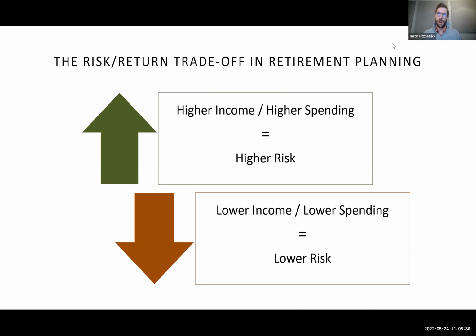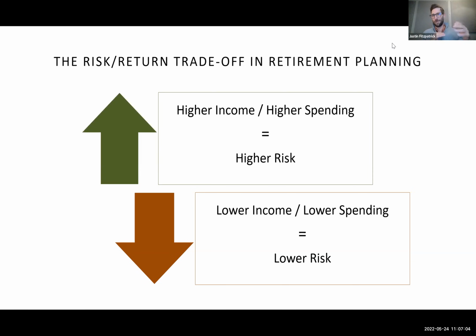There are other risks in retirement. In particular, inflation risk is one we'll talk about, where a change in spending doesn't necessarily change the amount that you withdraw from your portfolio. It might change how much you spend from an incoming pension or something. So the higher my income, the higher my spending, the higher my risk that someday I'll have to tighten my belt, pull it back. And conversely, the lower my income, the lower the spending, the lower the risk that I might have to reduce that spend at some point.